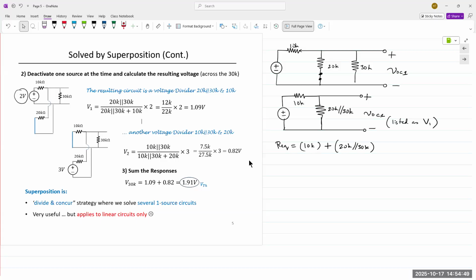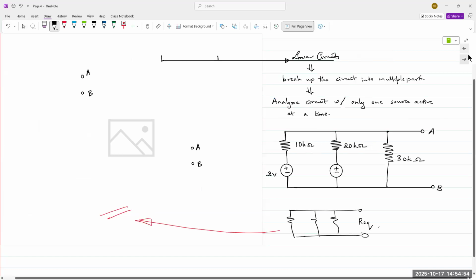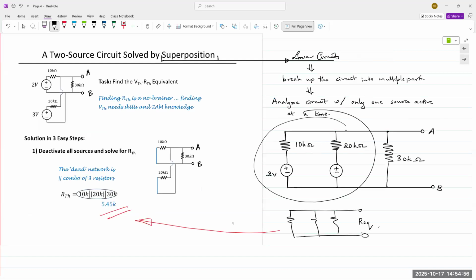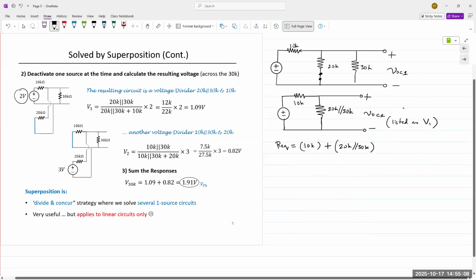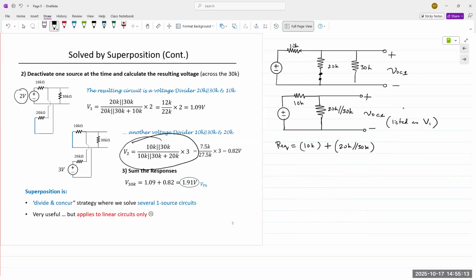And the circuit, as we see, is symmetrical. It's a symmetrical circuit, parallel branches, and it doesn't matter which way we draw them out. In the first one, we are trying to find for the 2-volt source. In the next one, we're trying to find for the 3-volt source. So all we do is apply voltage division again. This time, the 2-volt source is shorted out and the 3-volt source is active.